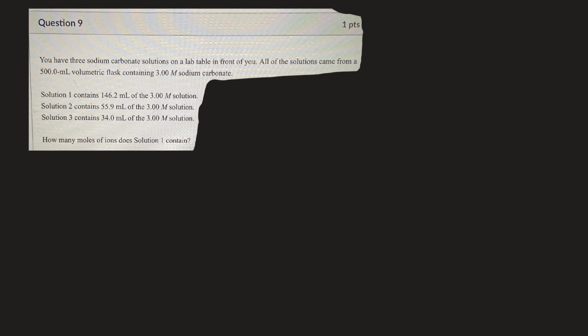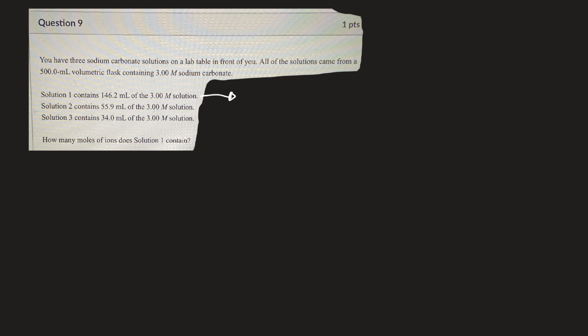All right, here's a nice question. It's asking you, it says you get 3 solutions. All the solutions came in a 500 ml volumetric flask containing 3 molar sodium carbonate. And then they say, how many moles of ions does solution 1 contain? So solution 1, how many moles of ions?